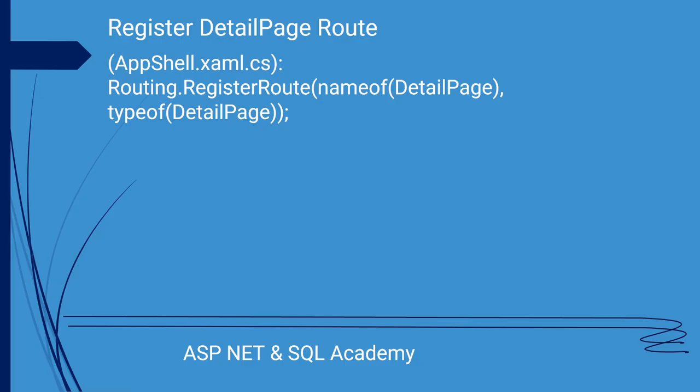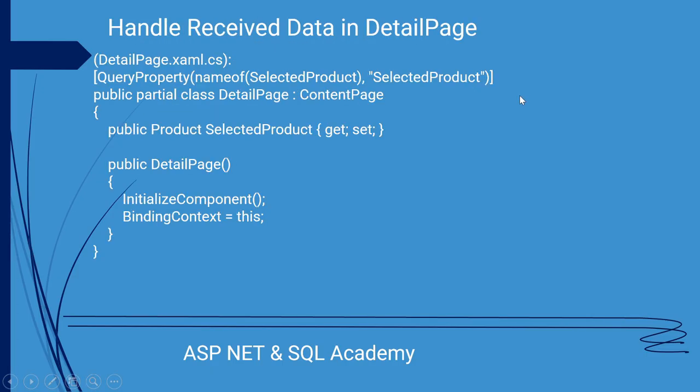Don't forget to register the route for your detail page inside appshell.xaml.cs so that Shell can navigate to it. Use QueryProperty to receive passed parameters. In this case, we are receiving the whole product object.